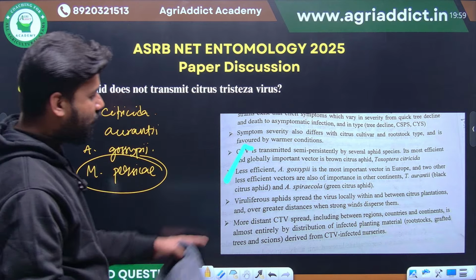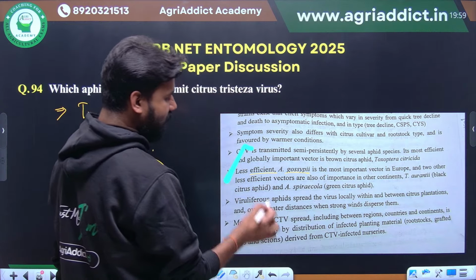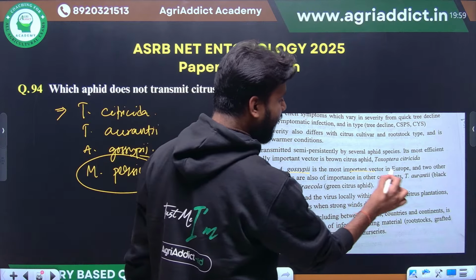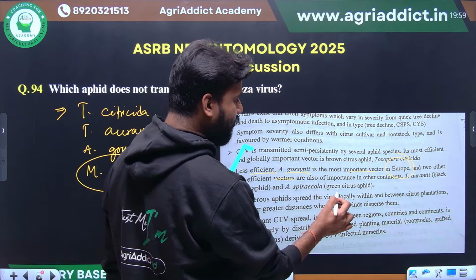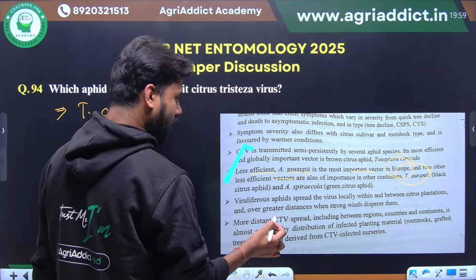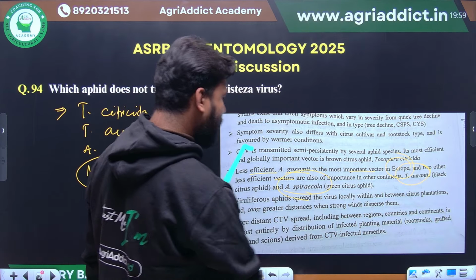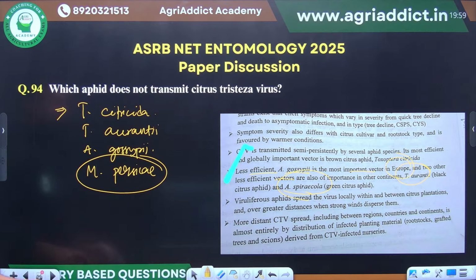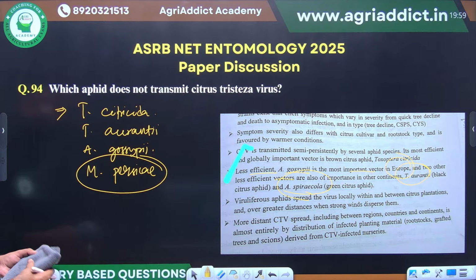Here I have given the source also. There you can see that Aphis gossypii is less efficient, but it is the most important vector in Europe. The other two less efficient vectors are also important, like Toxoptera aurantii and Aphis spiraecola. This is the reference. So the correct answer will be Myzus persicae.